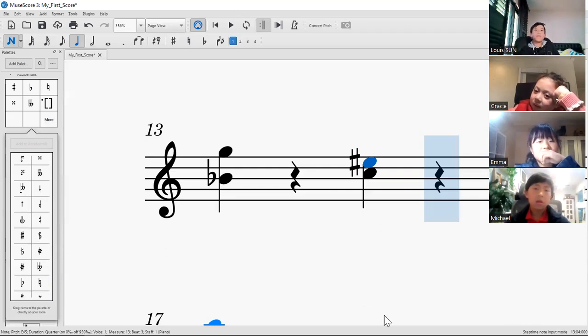So clearly C to E is a major third. C to E sharp is therefore an augmented third because of one added semitone. Augmented third, inverted, becomes diminished sixth. Right, next.